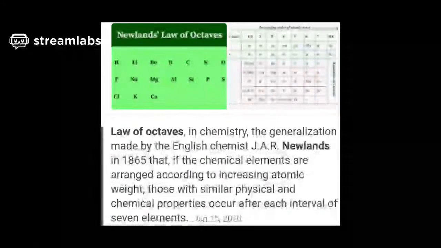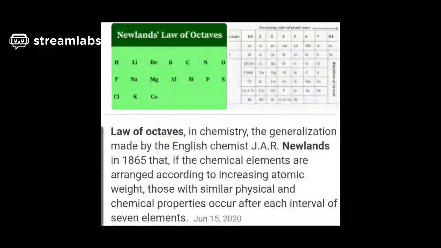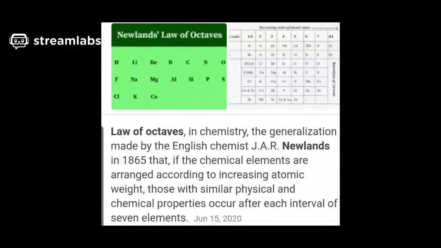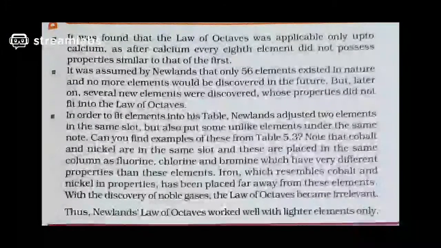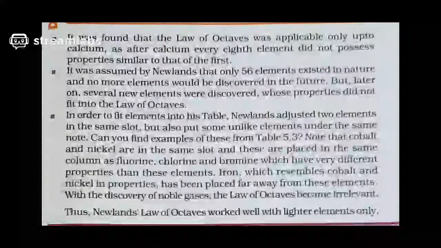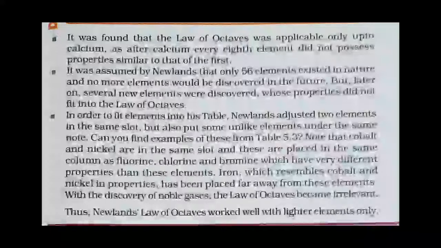He introduced in 1865, arranged the elements according to increasing atomic masses with similar physical and chemical properties, but it holds good till calcium, but not after calcium. So the Newlands Octaves law got failure. So Octaves law can be applied till calcium.